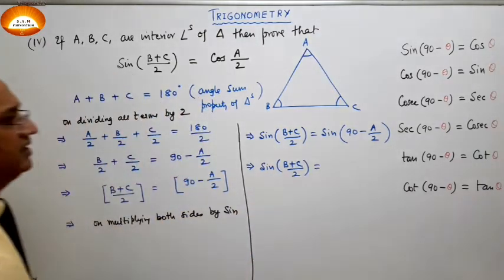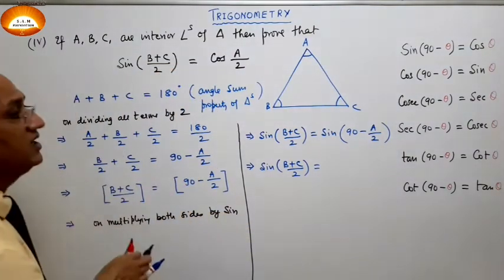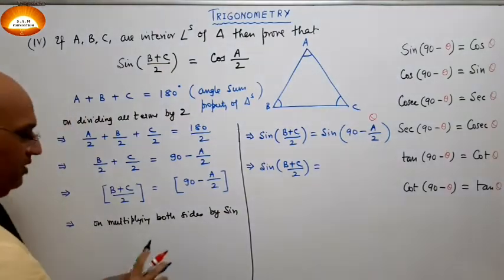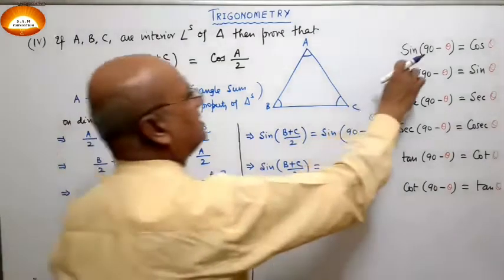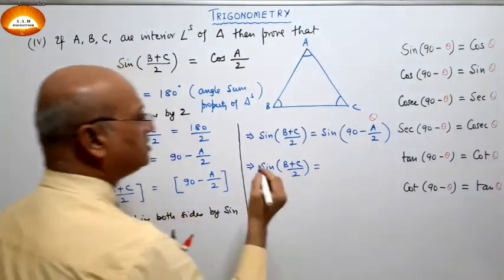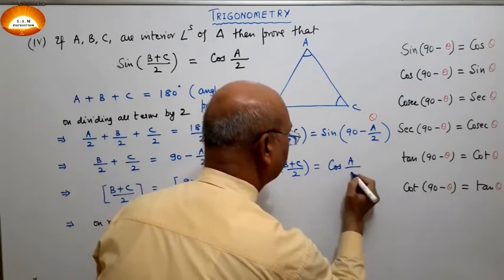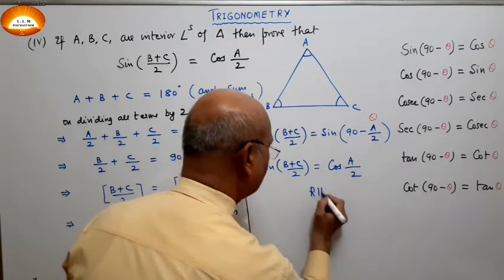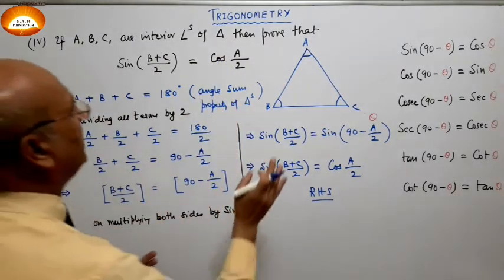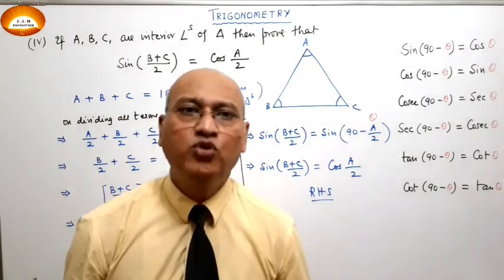Now see the right hand side. See, sin 90 minus theta. In place of theta here it is A by 2. This is theta. Now see the formula for sine: sin 90 minus theta, it is what? It is cos theta. And in place of theta it is A by 2. So here it will come cos A by 2. And this is the right hand side of the question. Can you see? Both the sides. This is the right hand side and left hand side. Both are proved. So we have proved this question.